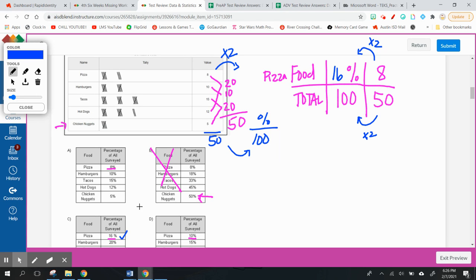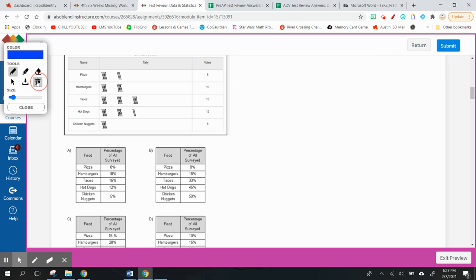All right, but again, right, maybe we goofed. Let's check another one, because for hamburgers, they're all different. For hamburgers, again, we'd have to multiply by 2, and 10 times 2 is 20, so that's looking good. That's wrong, and that's wrong. So I think it's safe to say that C is our correct answer for number 2.